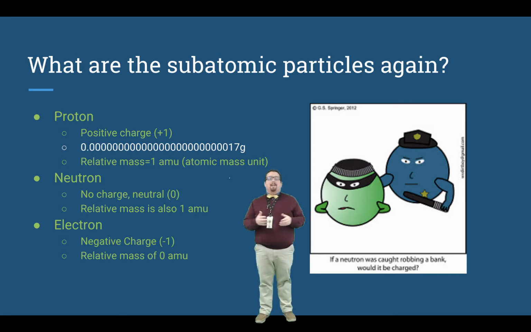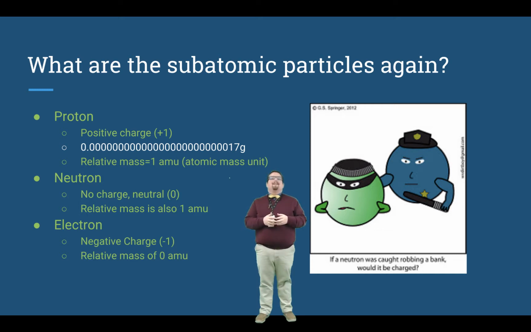Neutrons also exist inside the nucleus right next to the protons. They also have a mass of 1 AMU, but they do not have a charge. They're neither positive nor negative, so we call them neutral, or we say that they have a charge of 0. If it helps to remember the charge, neutrons are neutral. Electrons exist outside the nucleus within the electron cloud.